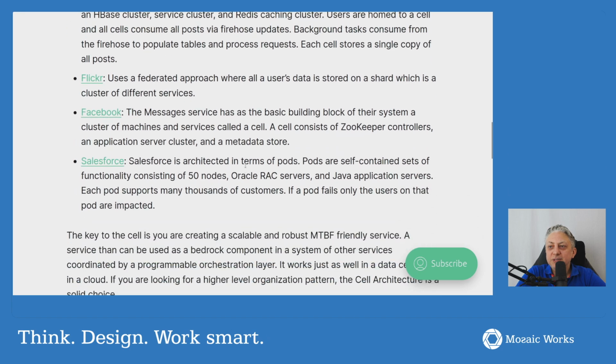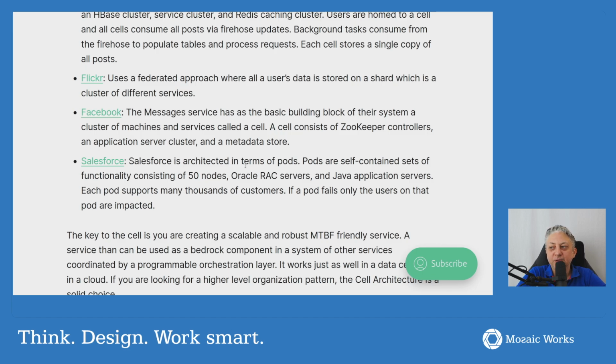Flickr uses a federated approach where all user data is stored on a shard, which is a cluster of different services. Facebook, the messages service has as the basic building block of their system a cluster of machines and services called a cell. A cell consists of zookeeper controllers, an application server cluster, and a metadata store. And Salesforce is architected in terms of pods.